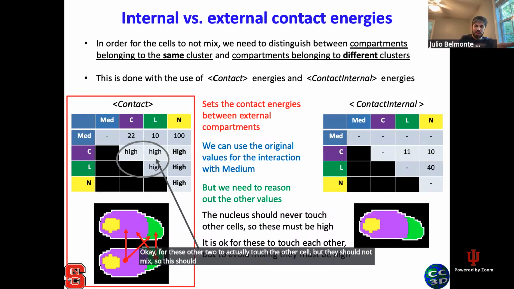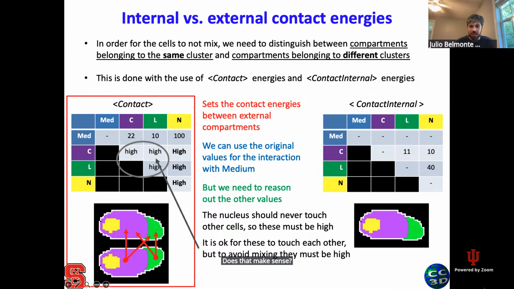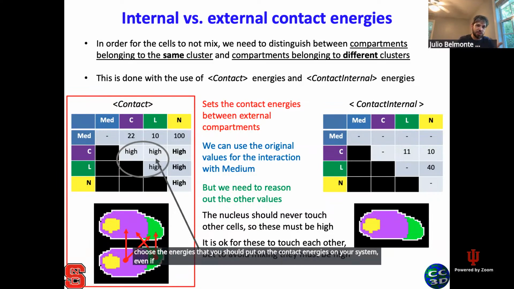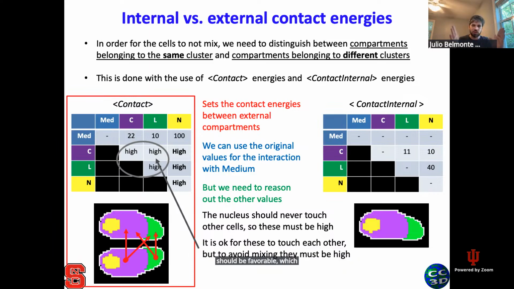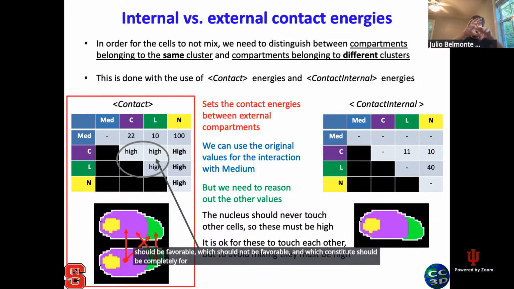So they should still be high, but there's no need to be that high. Does it make sense? Okay. So that is how you should think about the energies. Every time you choose the contact energies for your system, even if you're not using internal compartments, you should think about which contacts should be favorable, which should not be favorable, and which should be completely forbidden. So you should first make the hierarchy of contact energies, and then you add the numbers on top of that.